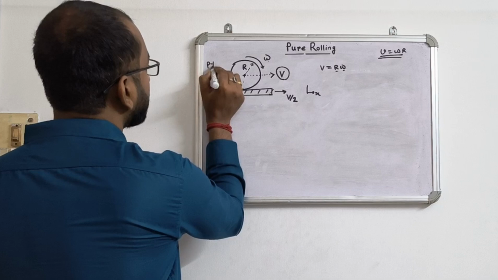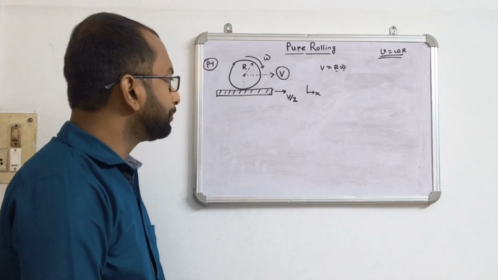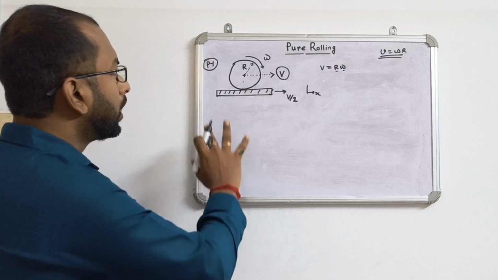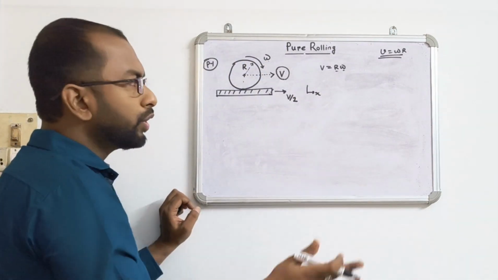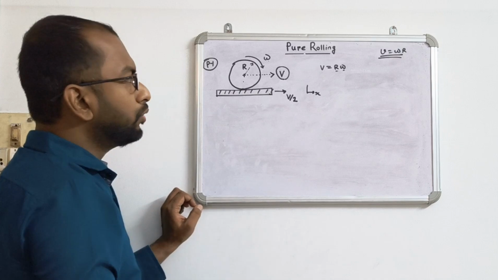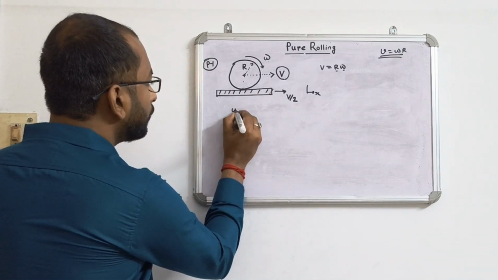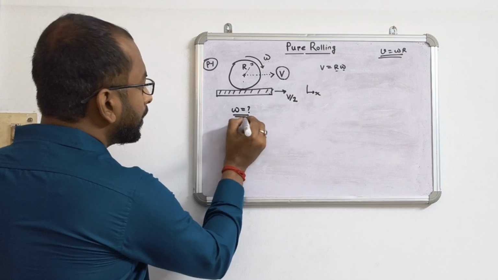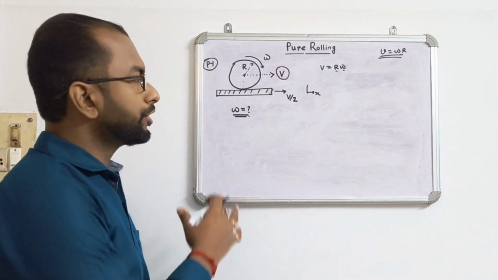So this is problem number 1 we will discuss first to understand the concept in a better way. Now I am telling that this disc is having pure rolling over this moving ground, which is moving with velocity v by 2 in the right direction. What will be the value of the omega if this disc is having pure rolling over this ground?